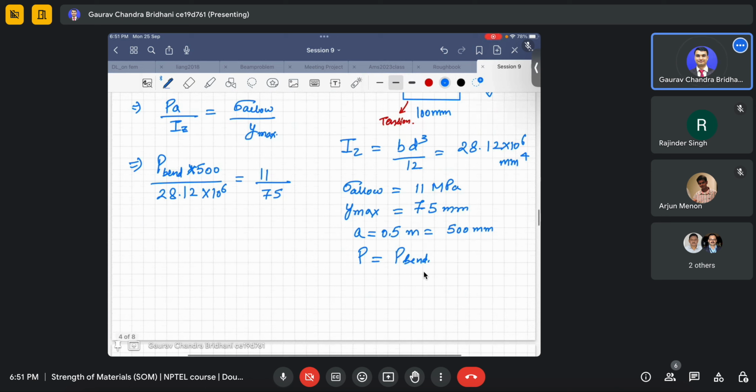So P bending will be 11 into 28.12 into 10 power 6 divided by 75 into 500. If you guys can help me with this calculation, what will be the value of P bending?